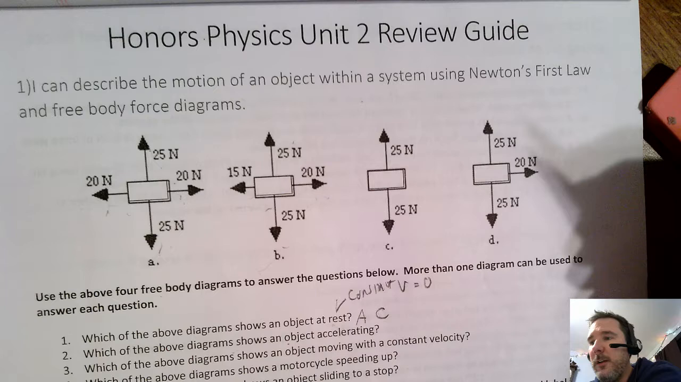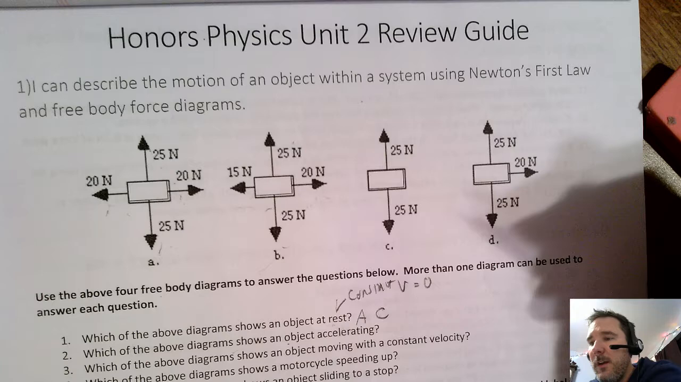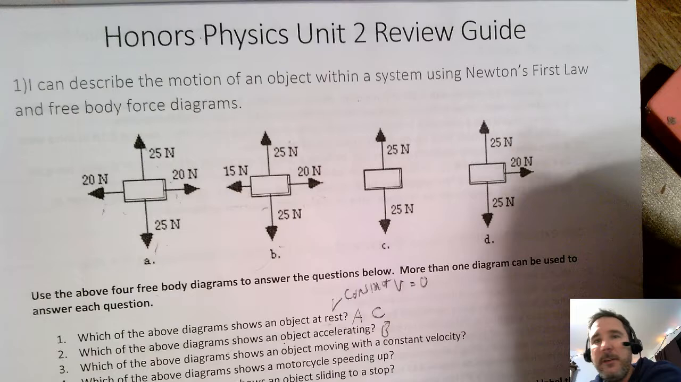All right, looks like the audio is working, so we're good. All right, so unbalanced, well, B is unbalanced. It's basically the ones that I didn't choose above, and D is unbalanced. So they are unbalanced, so they're going to be accelerating. All right.